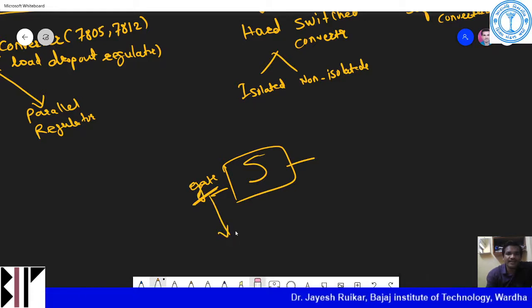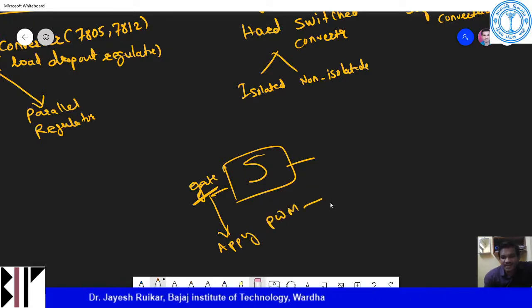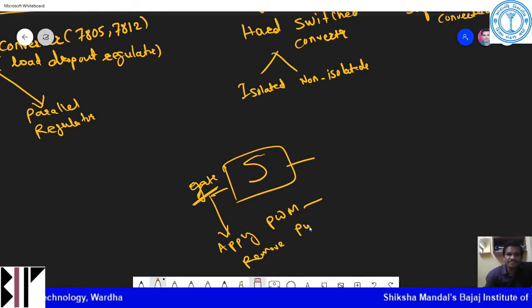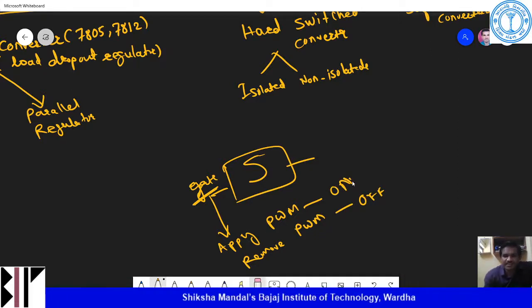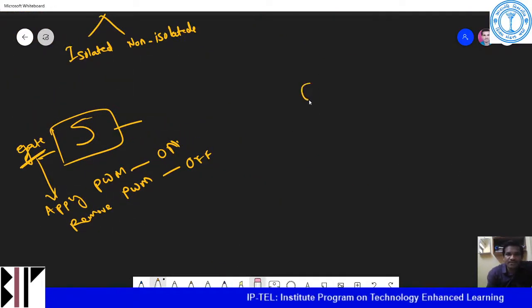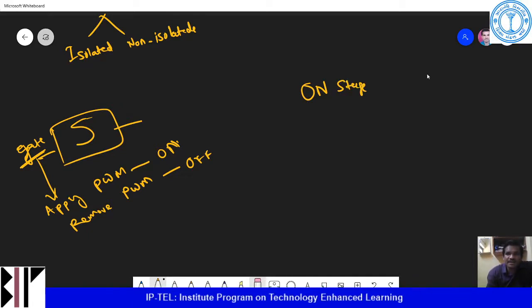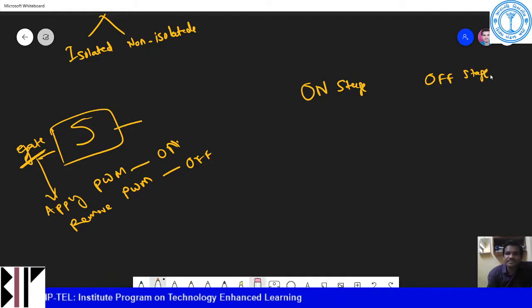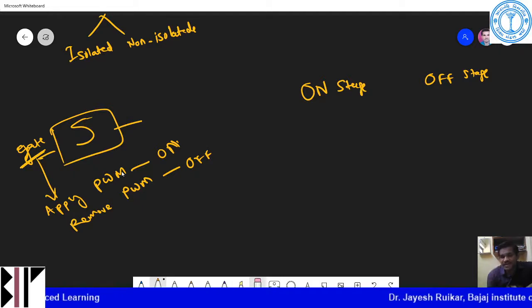When we apply PWM, it will get connected, and if we remove that PWM, it will act as an off condition. If we apply PWM, then it will be on. If we do not apply PWM, it will be off. So there are two stages. One is the on stage and the other is the off stage, depending upon the PWM pulse.